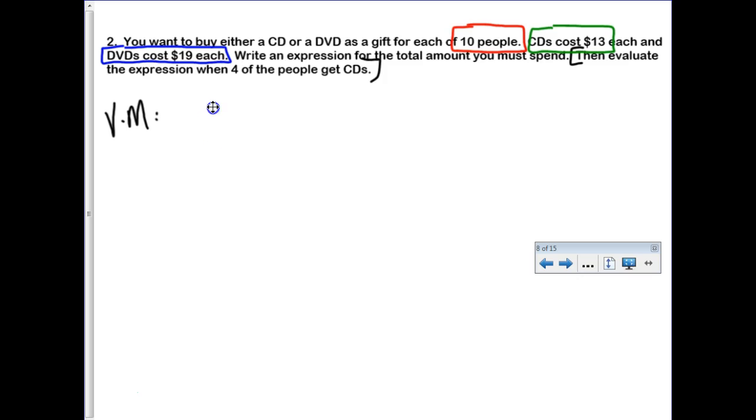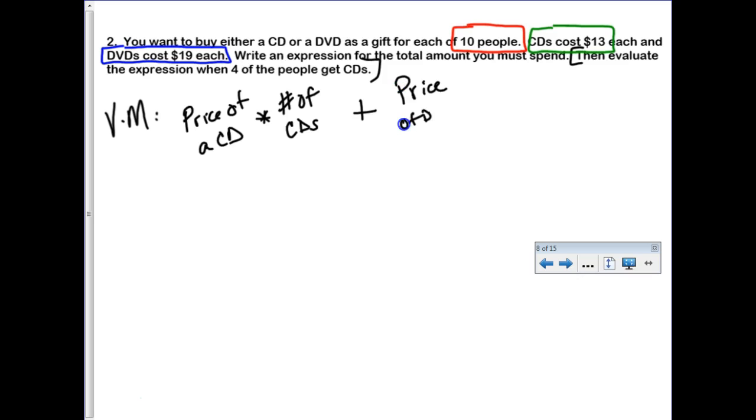So we're going to buy some CDs, we're going to buy some DVDs, so I need to know a couple of things. I need to know the price of a CD, and I'm going to have to multiply that by the number of CDs. In addition to that, I'm going to have to know the price of a DVD, and I'm going to have to multiply that by the number of DVDs. And that's going to be my total cost.